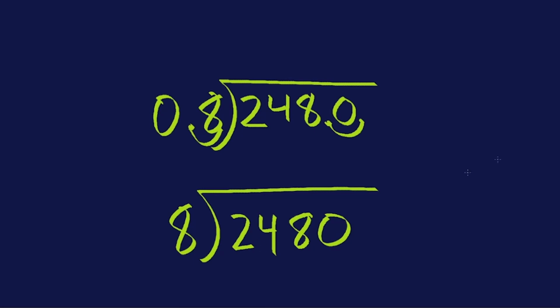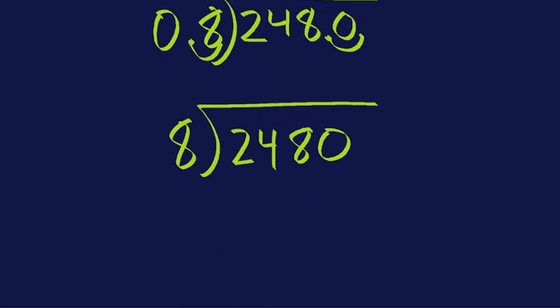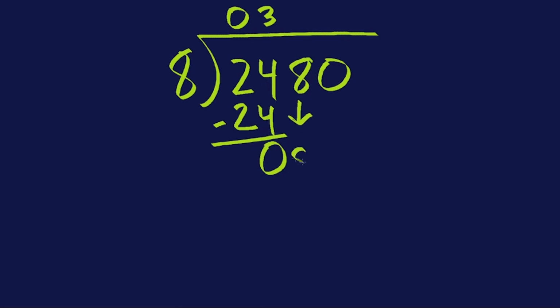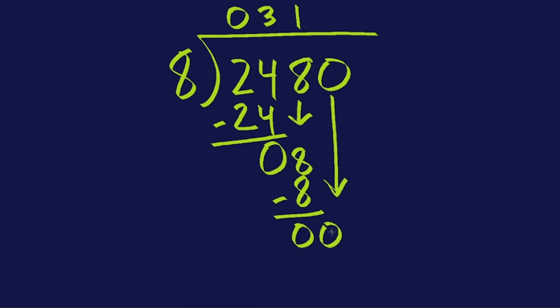Let's take a look at that. It's a big one, but we can do it. 8 does not go into 2, but it goes into 24. How many times? 3 times. And 8 times 3 is 24. Subtracts exactly. So we bring down the 8. Does 8 fit into 8? Yeah, one time. Exactly, with no remainder.